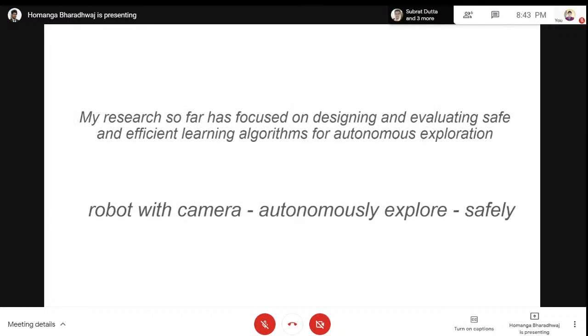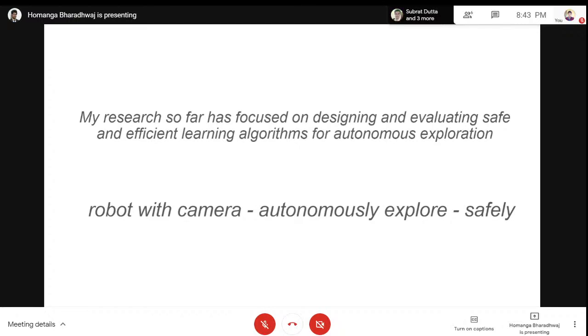So my research so far has focused on designing safe and efficient learning algorithms for autonomous exploration. So the idea is that when you have a robot and the robot has a camera augmented to it, a front camera, how do we let this robot autonomously explore the environment, do whatever it wants, maybe with some guidance, and learn skills that are useful for what we want it to do later. For example, maybe we want the robot to open a drawer. Maybe we want the robot to clean a particular place of the house. Maybe we want it to cook our meals. So it could be a lot of different things.